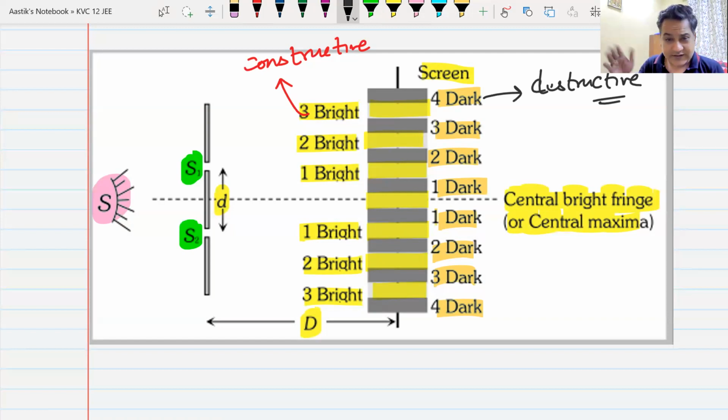You don't have to draw everything. You can just write dark, bright, and that is it. It is all symbolic for your understanding. I'll give you 2 minutes. When you are done, please let me know.